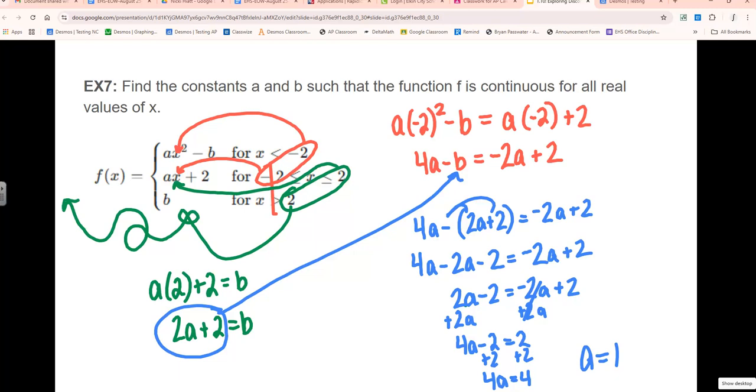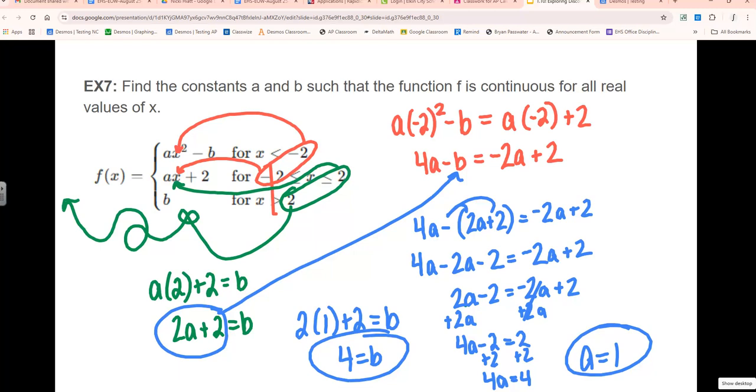And then, what do I have to do? Because I need the b also. Plug it in to either equation. The green one I have over here is easier, so I'm going to use that one. So 2 times 1 plus 2 is going to equal b, which is going to give me 4 for my b. So I get 4 for my b and 1 for my a.